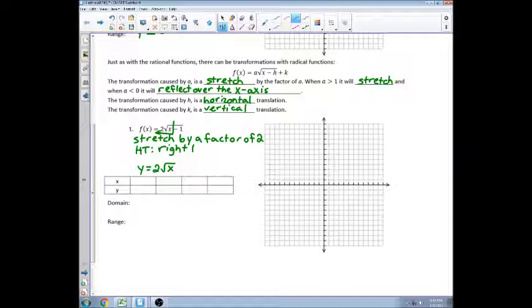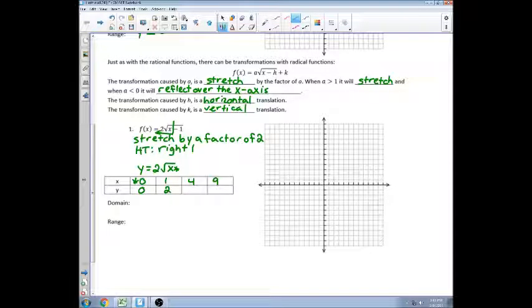So every single time that I have a square root function, I'm going to use 0, 1, 4, and 9 to fill in my x values. So now if I take 0 and plug it in for x, I end up with the square root of 0, which is 0, times 2, which is also 0. Then I need to plug 1 in for x. Well, the square root of 1 is 1, times 2 will be 2.